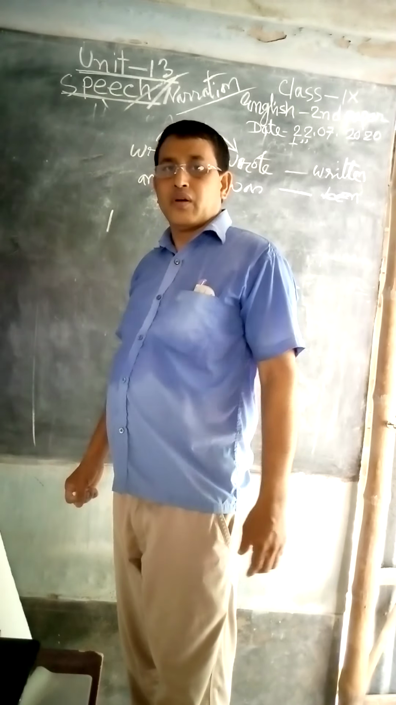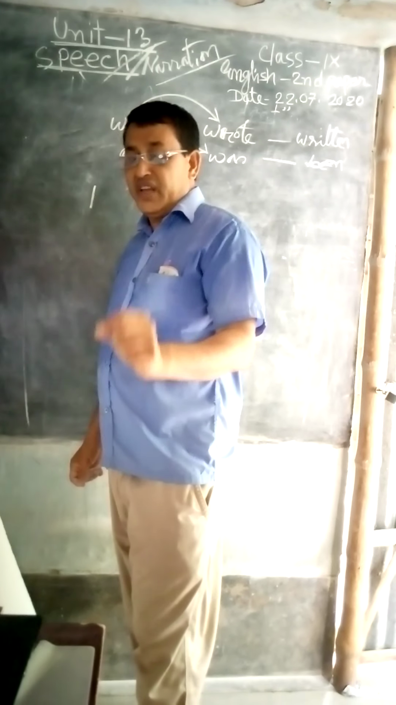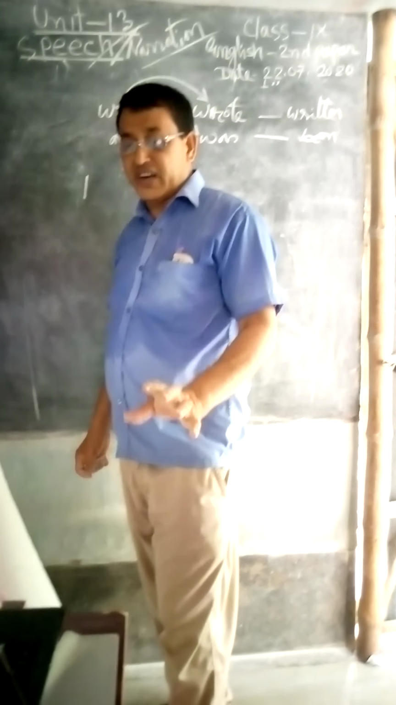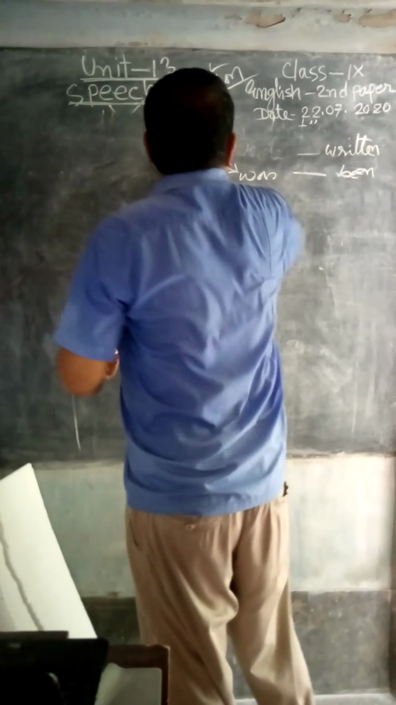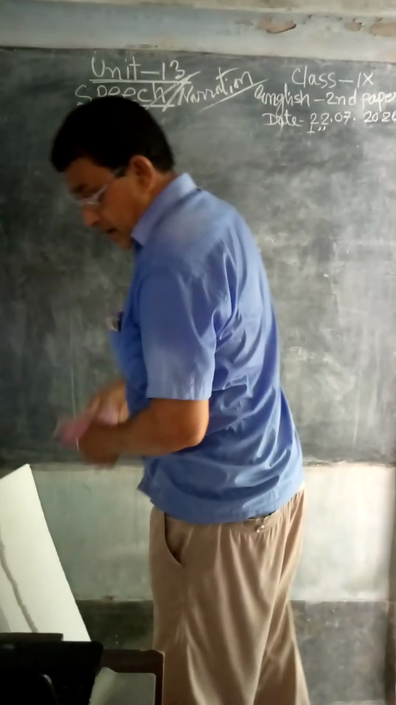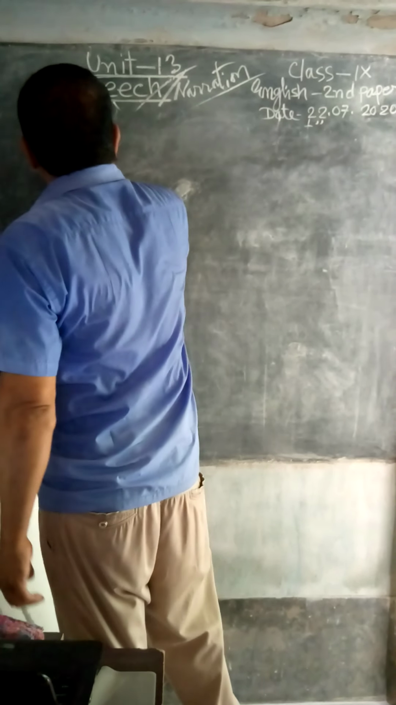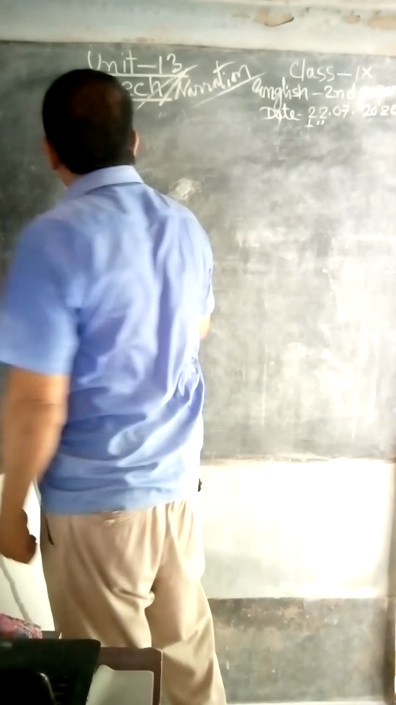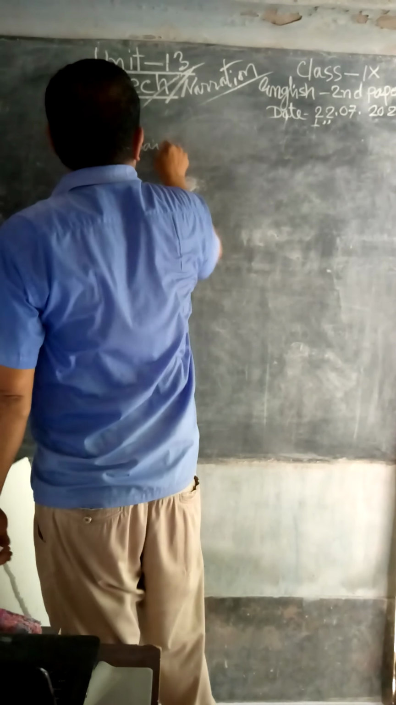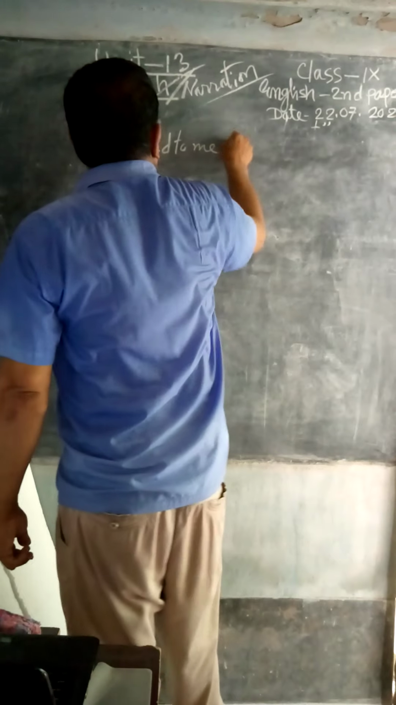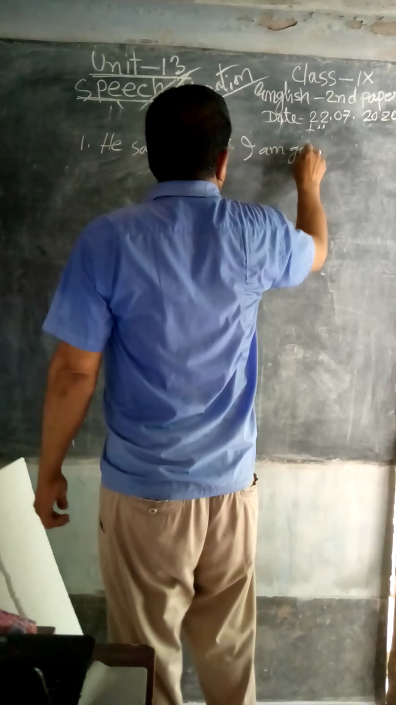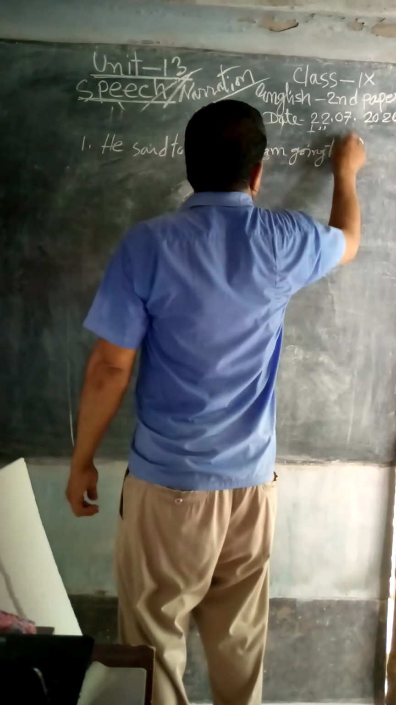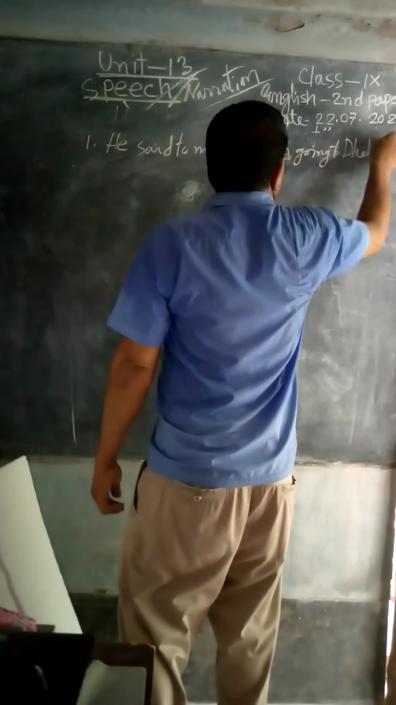Now we read the following speech and try to find out the new sense. I am trying again. Number 1: He said to me, "I am going to Dhaka."